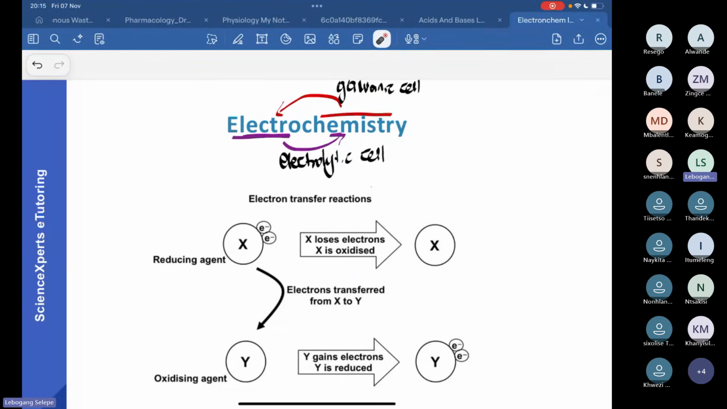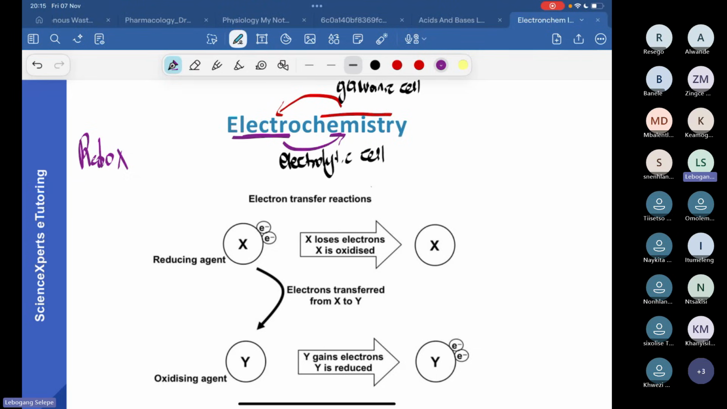But before we go into the details, I just want to remind you of the things you did in grade 10 and 11, which is just simple, basic oxidation and reduction reactions. So remember redox reactions from grade 10. A redox reaction is a reaction that involves the transfer of electrons, meaning that electrons are moving from one substance to another.